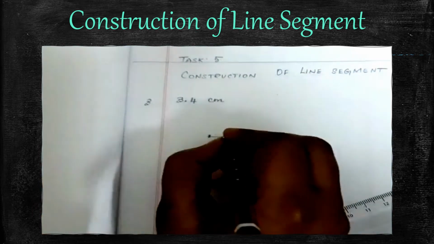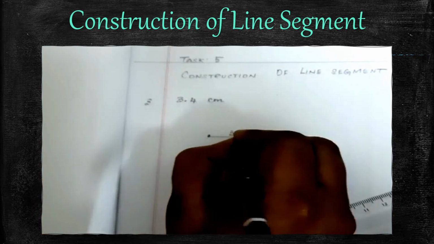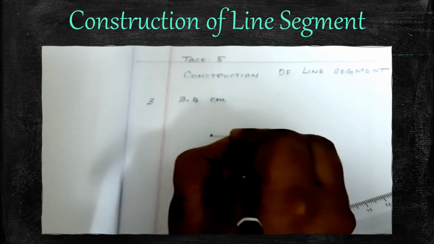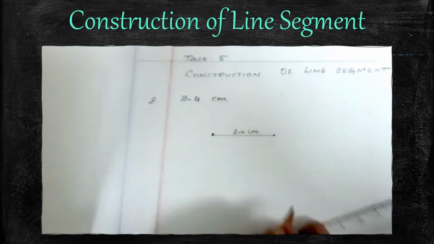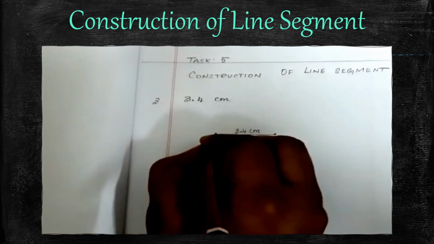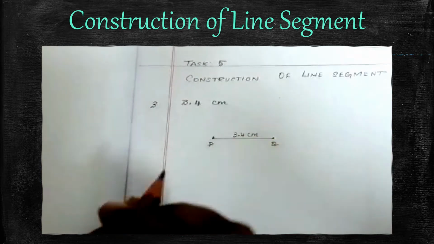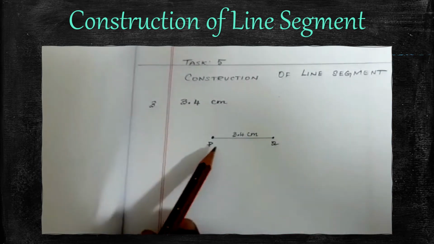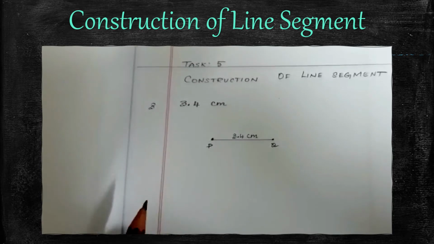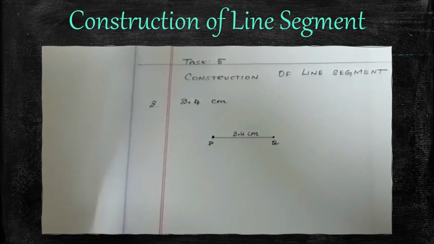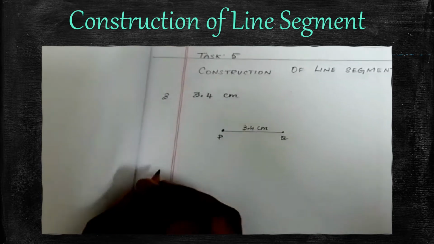Okay. So the length of this line segment is 3.4 centimeters. Since they didn't give you any name, let us name it PQ. So we have drawn a line segment PQ of 3.4 centimeters. I'll do one more sum for you.